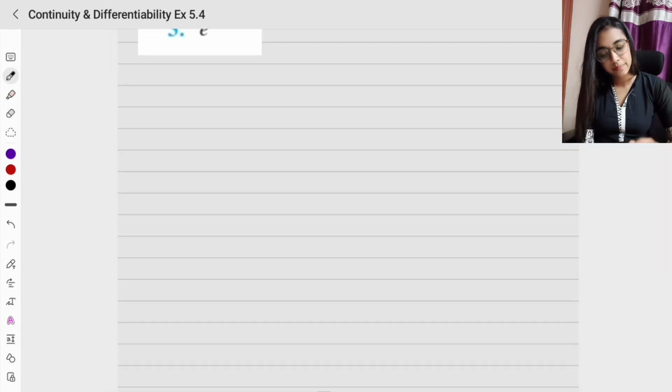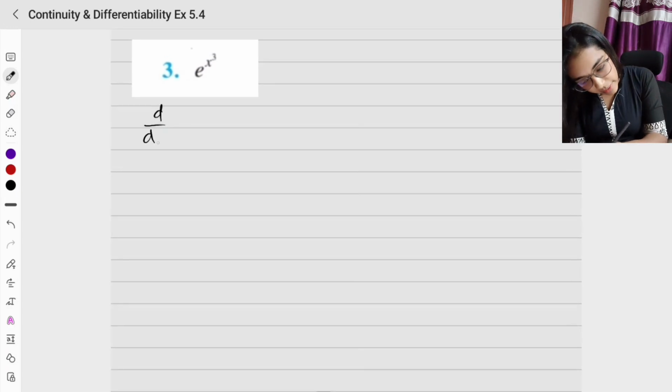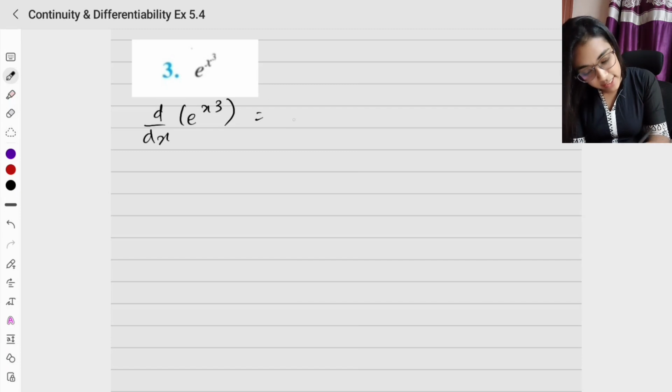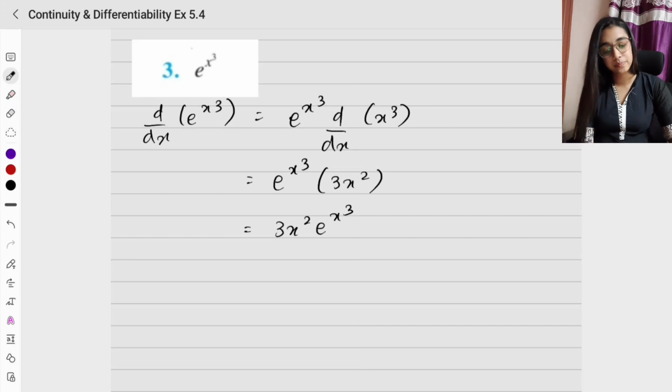Question number 3. Again, e to the power of some function of x. Okay, so now d by dx of e to the x cube. d by dx of e to the x is going to be e to the x itself. But here it is x cube. So d by dx of x cube. What is the derivative of x cube? It is going to be 3x square. So what is the final answer? 3x square e to the x cube. Very, very easy. Okay, please copy.